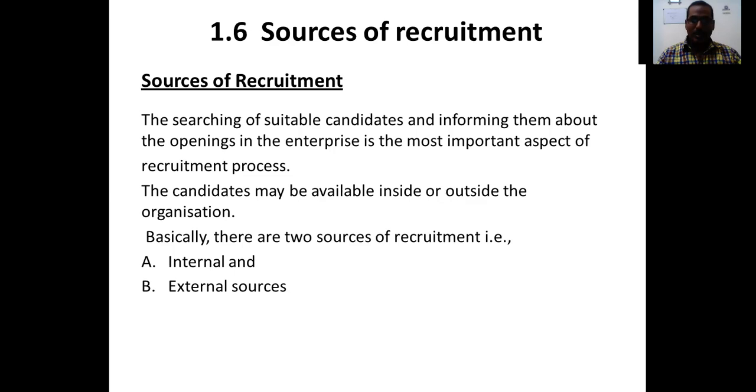The candidate may be available inside or outside the organization. They may be available inside the company or outside the company. Basically, there are two sources of recruitment, that is internal and external. As mentioned, the company can hire internally, from inside the organization, or from outside the organization, that is external. So the two sources of recruitment are internal recruitment and external recruitment.